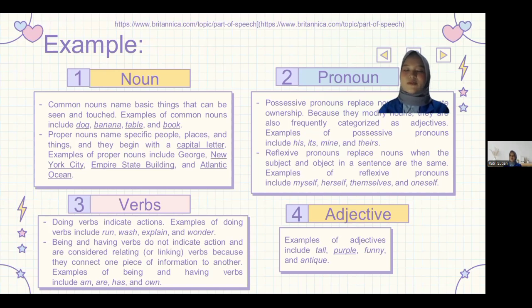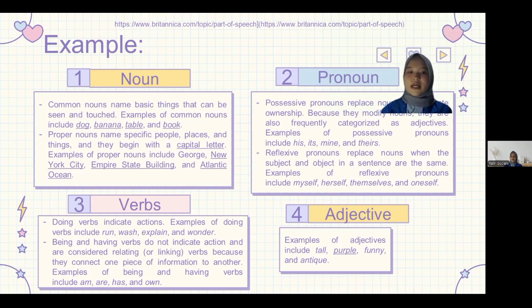Number 2 is pronoun. Possessive pronouns replace nouns and indicate ownership. Because they modify nouns, they are categorized as adjectives. For example, his, its, mine, and theirs. Reflexive pronouns replace a noun when the subject and object in a sentence are the same. For example, myself, herself, themselves, oneself.